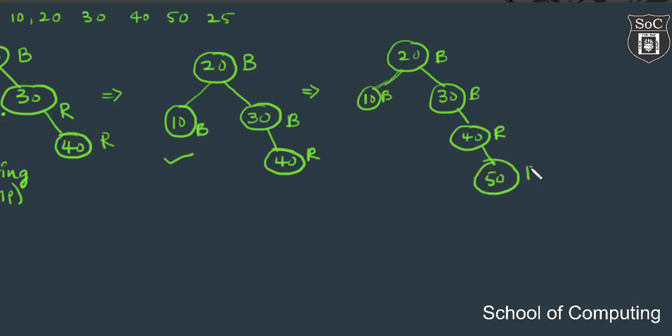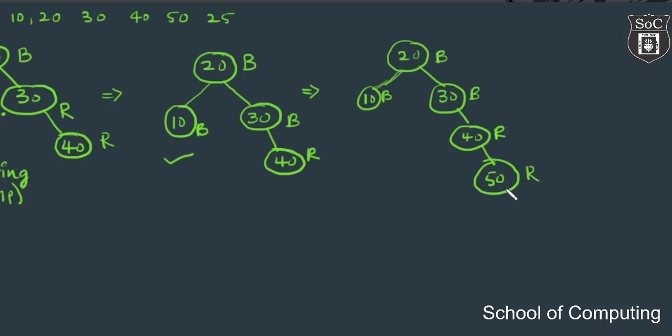50 is a new node, and every new node should be marked as red. We have done it. It created the two consecutive reds problem. But if you observe, 50 is my problematic node, right? Who created the problem? Previously this was absolutely fine. The moment I added 50, it created a problem.